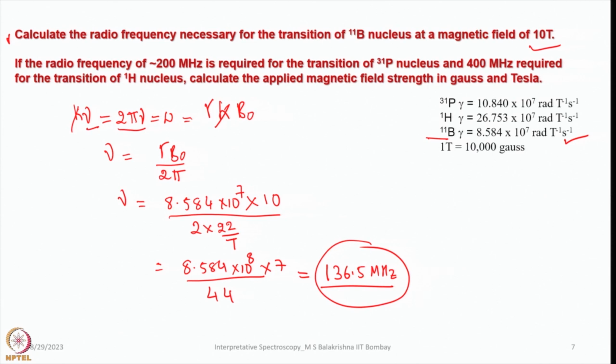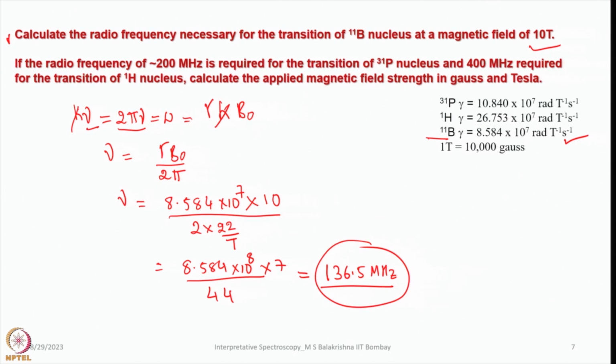The other problem I have shown here is: if a radio frequency of approximately 200 megahertz is required for the transition of the 31P nucleus and 400 megahertz is required for the transition of the 1H nucleus, calculate the applied magnetic field strength in Gauss as well as in Tesla.